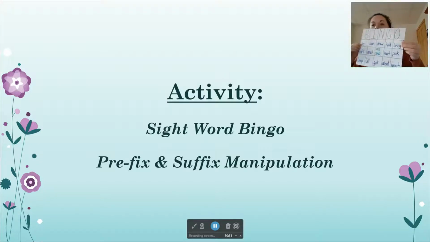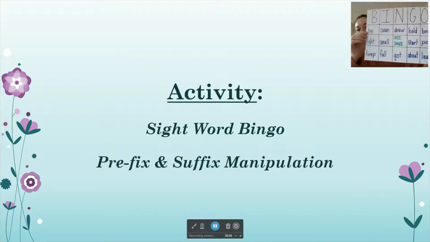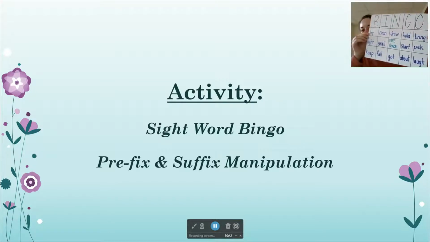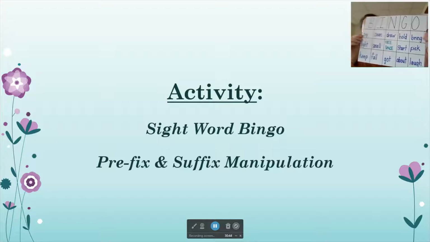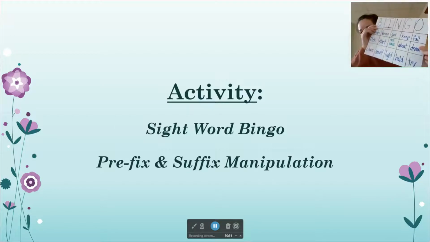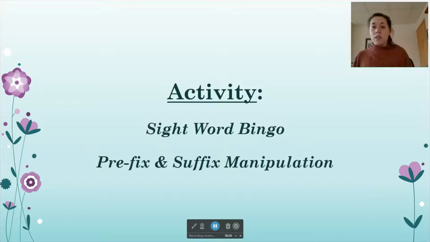So I have this one. I don't know if you guys can see it. I just made that, and it has the typical words that you might use as sight words, and a free space, because all bingo boards get a free space. Perfect, right? And then on the other board, I did the exact same thing, same words, but I put them in different places, because it would defeat the purpose of trying to win bingo if you put them all in the same spot.